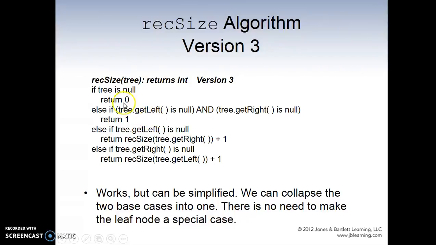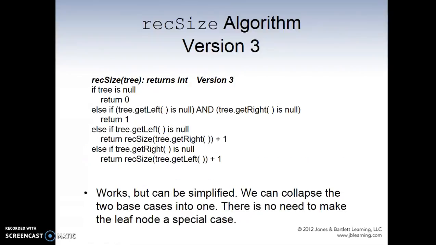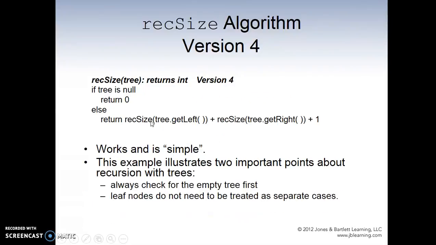There are two base cases, and we can collapse them into one. No need to make the leaf node a special case. So this is the leaf node, right? Return 1. Instead of this, we can say if tree is null, return 0.